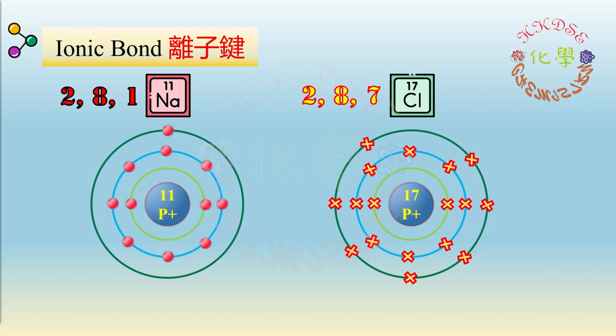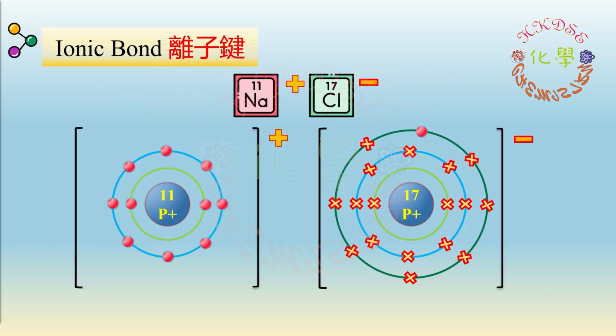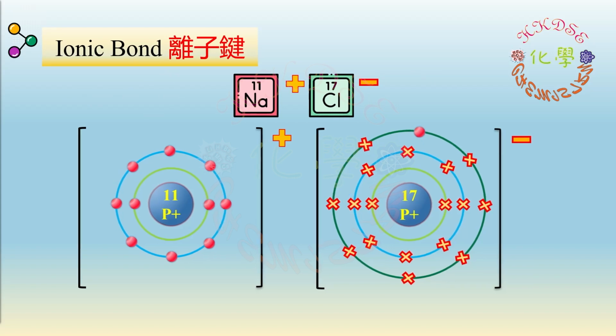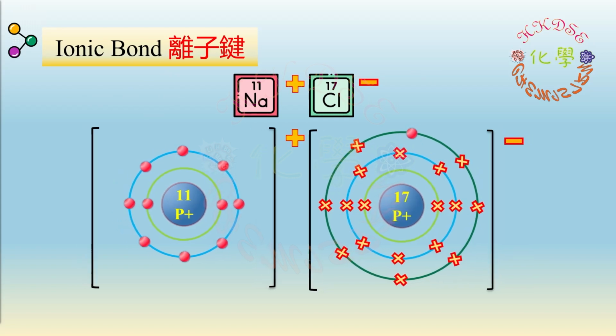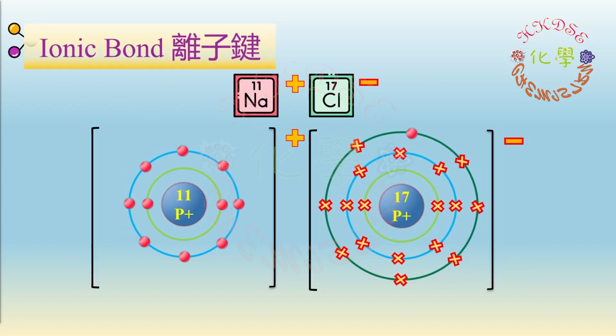So remember that, during ionic bonding, group 1 metals lose 1 electron, forming a 1 positive ion, and group 7 non-metals gain 1 electron, forming a 1 negative ion. Both ions now have a full outer shell. In other words, the stable electronic structure of a group 0 noble gas.